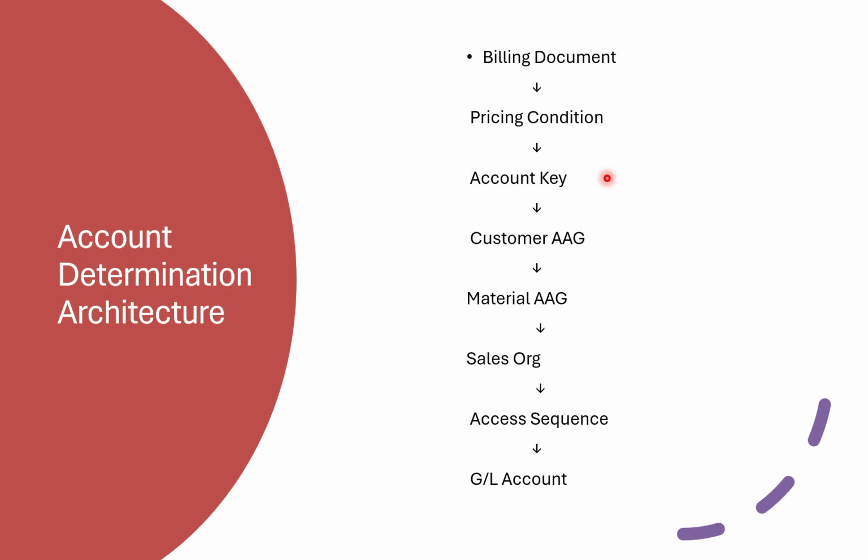Wherever a condition type has a value, if that condition type is assigned to an account key, then it will get that account key. Then the customer account group from the customer master will be fetched to the sales document, and the material account assignment group from the material master will be fetched to the sales document, and the sales org from the sales document header. From this sales org, it will get the access sequence, search for the combination, and for the relevant combination, it will fetch the GL account. Then it will be posted to accounting.